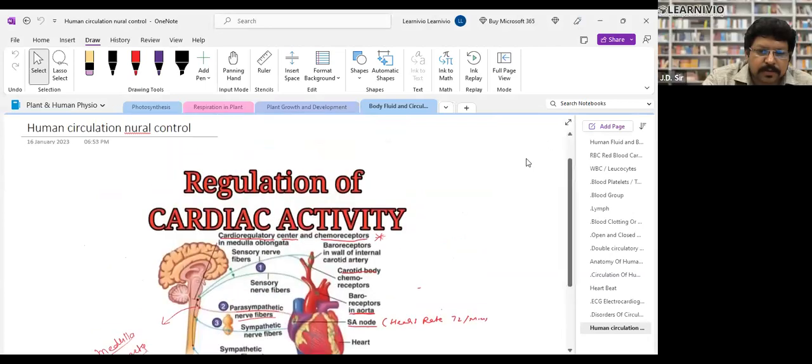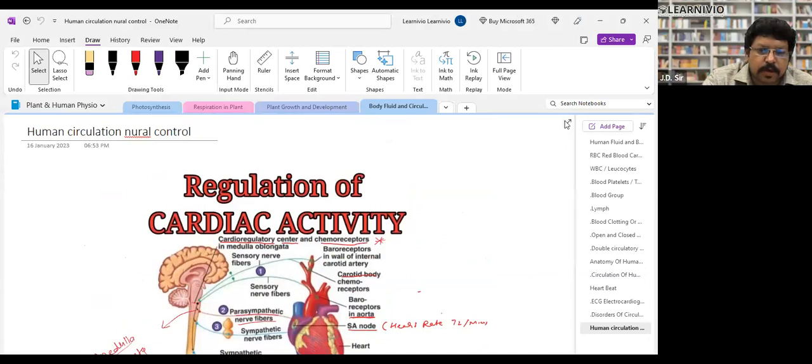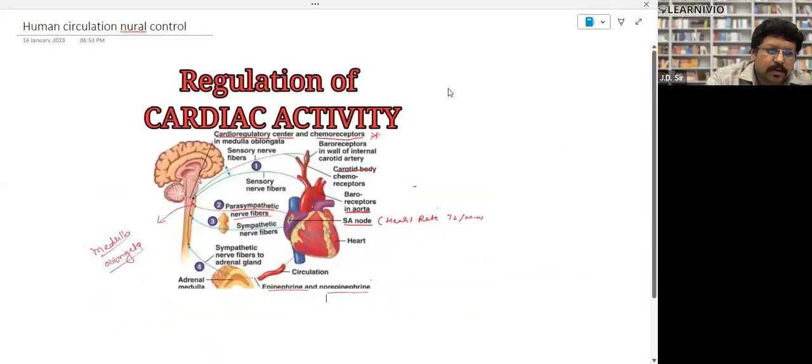Okay, one last thing. Neural control of the heart, regulation of cardiac activity. Look, we have already discussed the medulla oblongata. This is the lower part of the back brain. In the medulla oblongata, there are particular centers called cardio-regulatory centers, or chemoreceptors are present over there, which regulate the heartbeat.